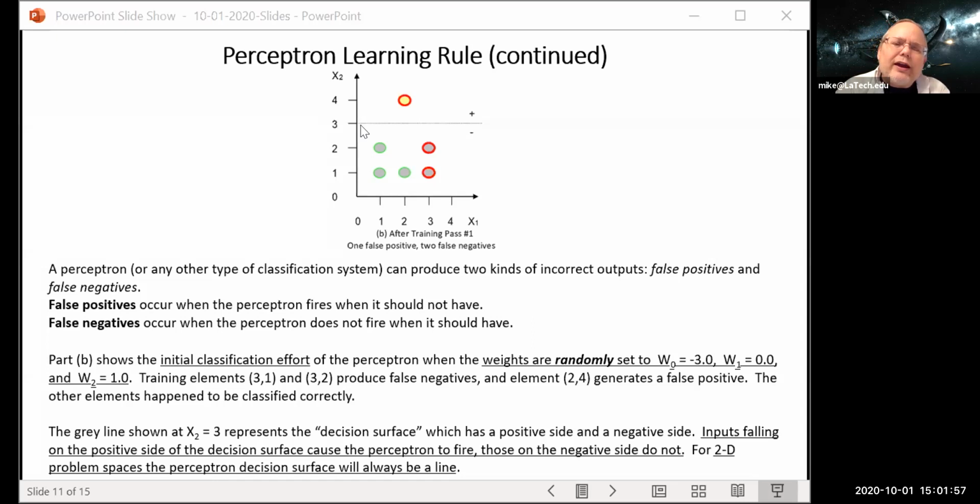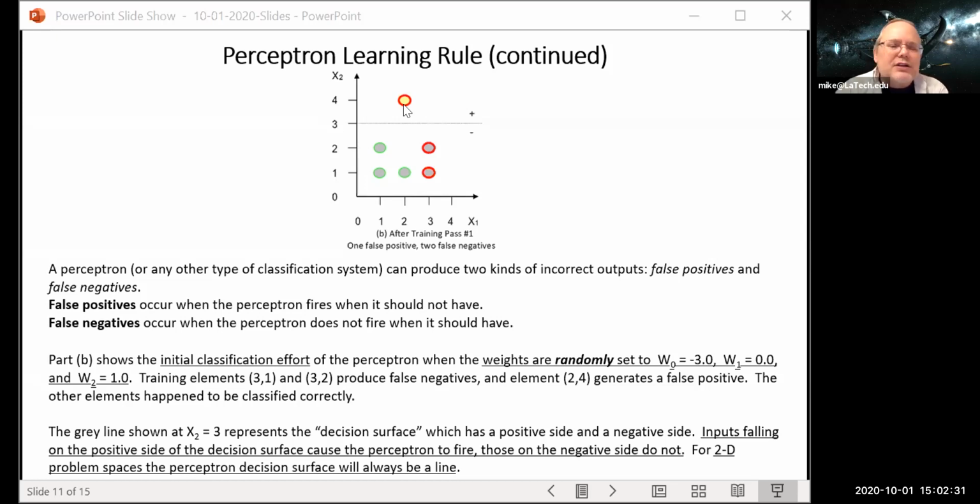You might see that there's a gray line here. And I've got a little plus on this side of the line and a little minus on this side of the line. This line represents what's called a decision surface. Everything on the negative side of the decision surface, the perceptron will not fire. And everything on the positive side of the decision surface, the perceptron will fire.